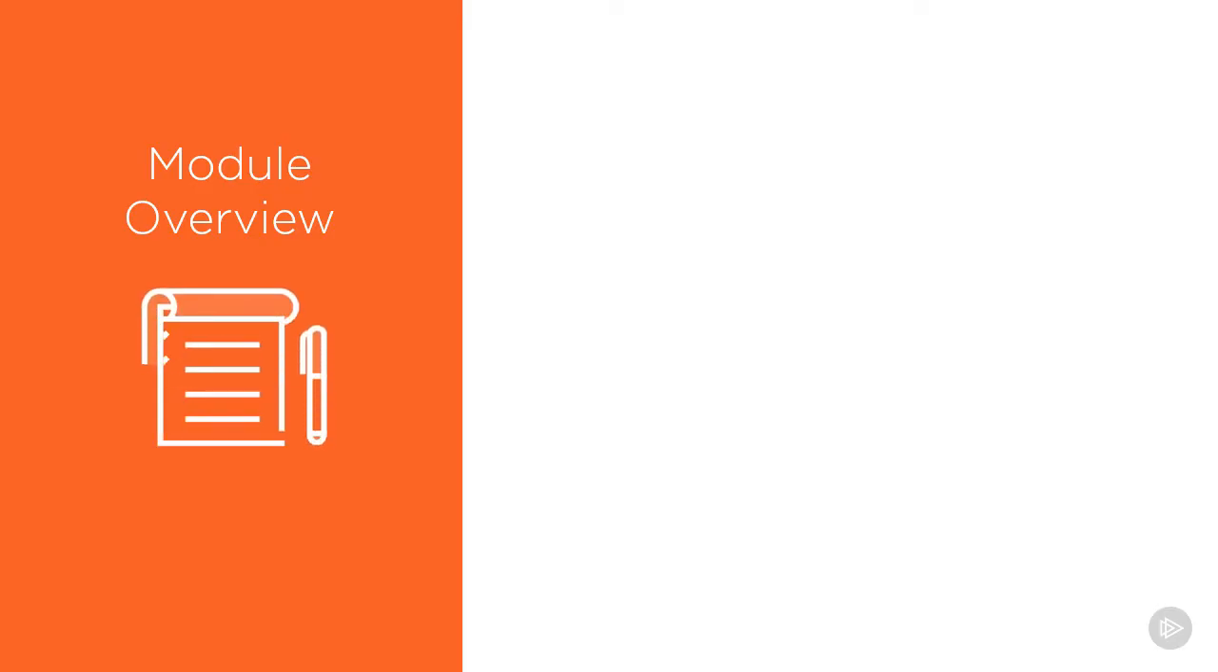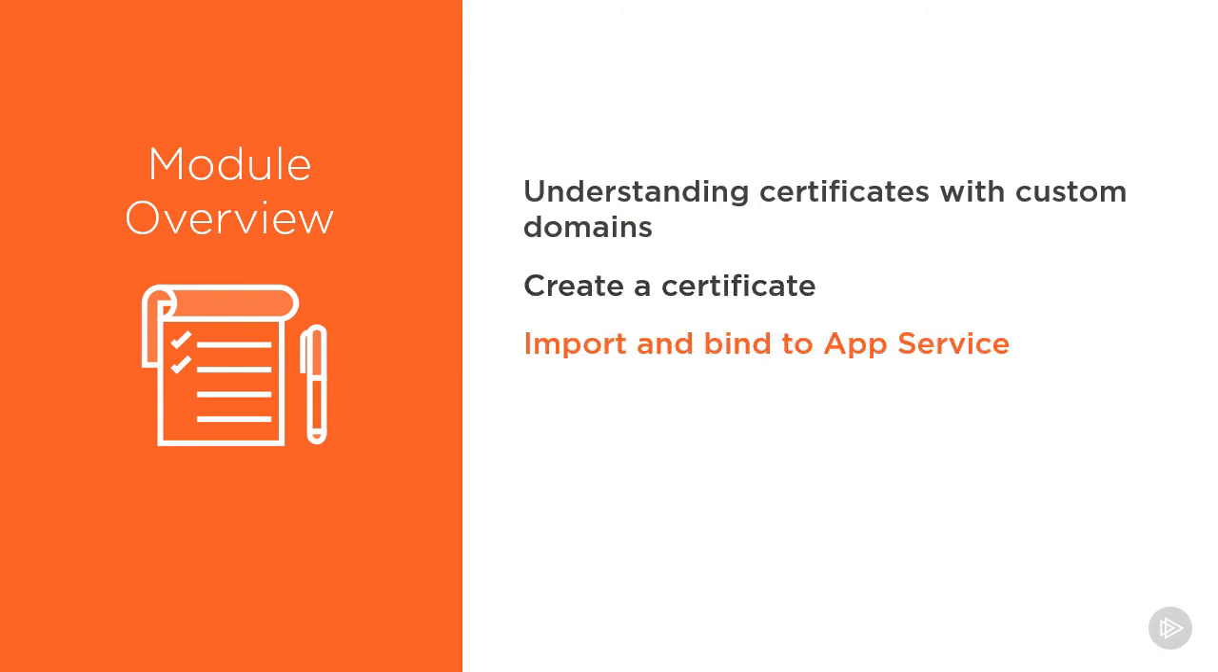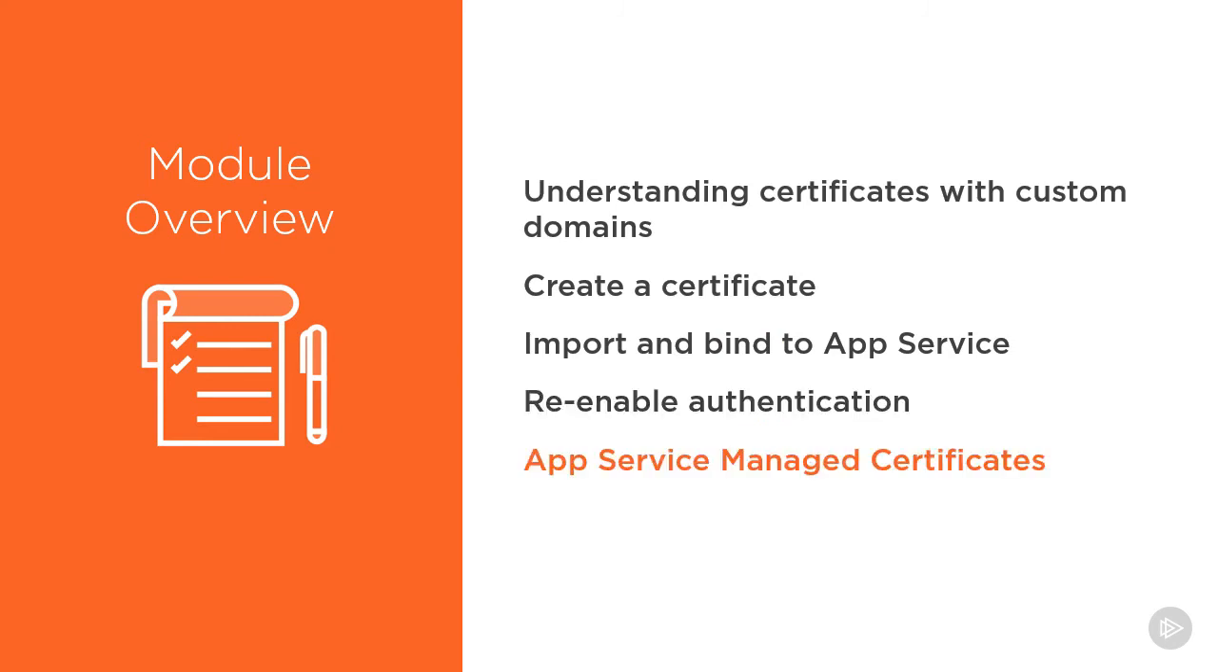In this module, we've talked about the different ways to secure your custom domains with a certificate. Next, I'll show you how to purchase a certificate from a third-party certificate authority, and then we'll upload that certificate to App Service. After that, we'll re-enable authentication on the App Service, and I'll show you the configuration you'll need to do in Azure Active Directory. Then you'll see App Service Managed Certificates, which let you bind a free SSL certificate to your custom domain in App Service. Now let's purchase a certificate we can upload to Azure.